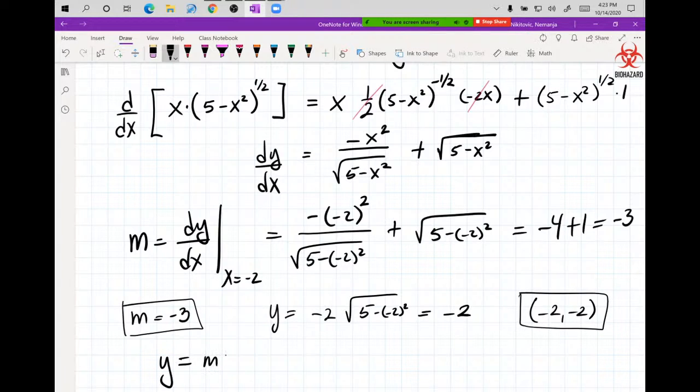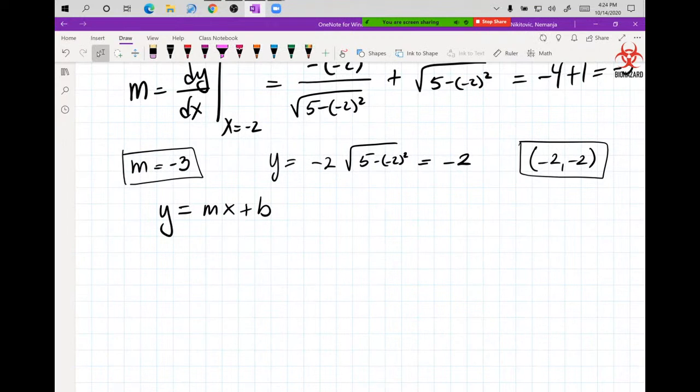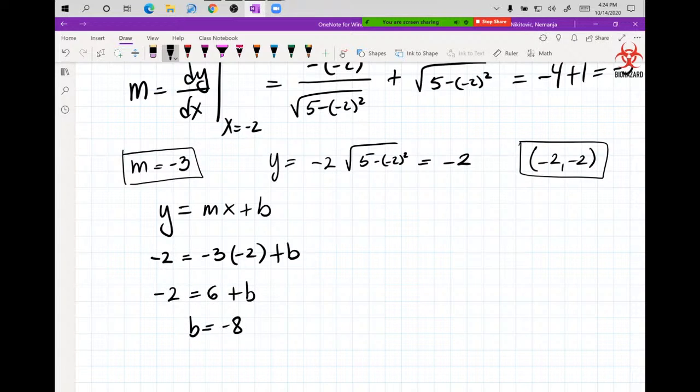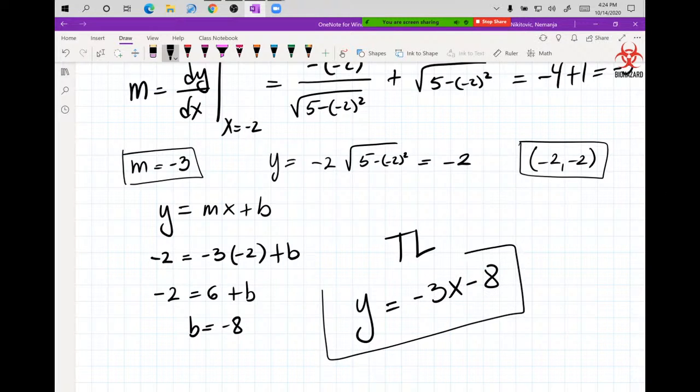y equals mx plus b for linear lines. y is -2, slope is -3, x is -2, plus b. -2 is equal to 6 plus b. b equals -8 when you subtract 6. Tangent line, y equals -3x minus 8. There it is.